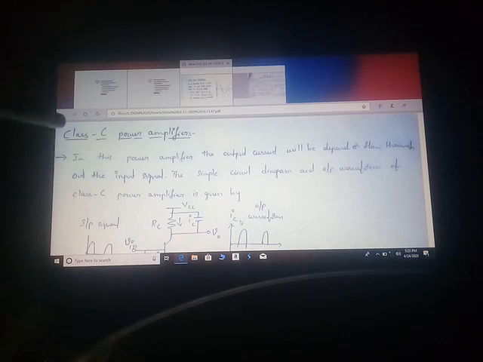But the class C power amplifier is used for high efficiency purposes, mainly in industry. This is some detailed introduction about the class C power amplifier. Okay, thank you students.